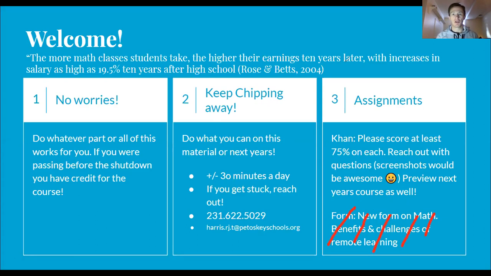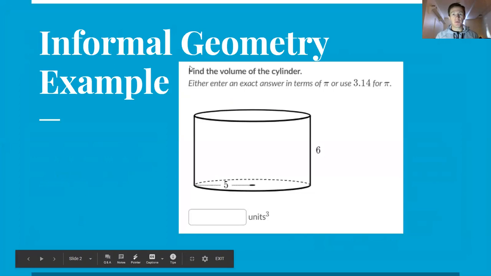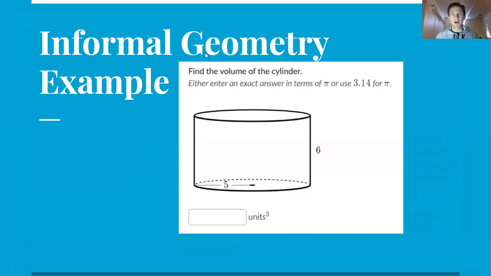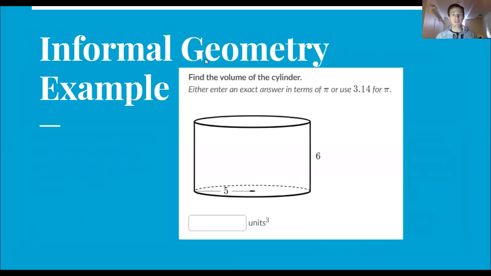All right. So, go to the next slide here. Informal geometry example. Volume, how much stuff you can fit in a container, like water in a fish tank, sand in a vase. Sandbox. All right. So volume.